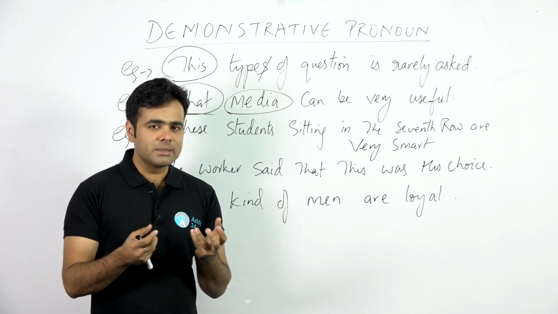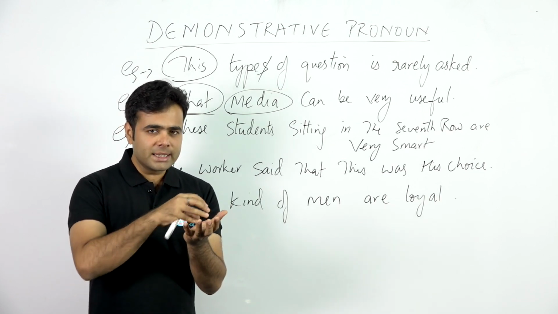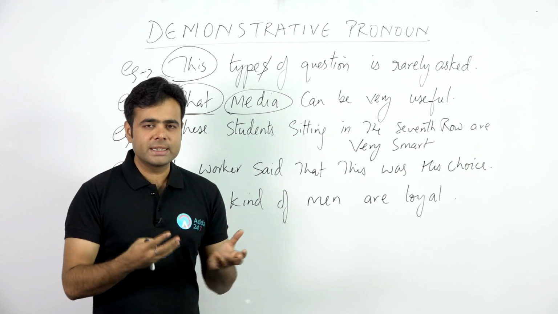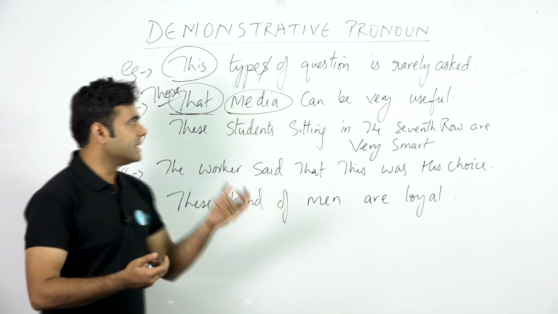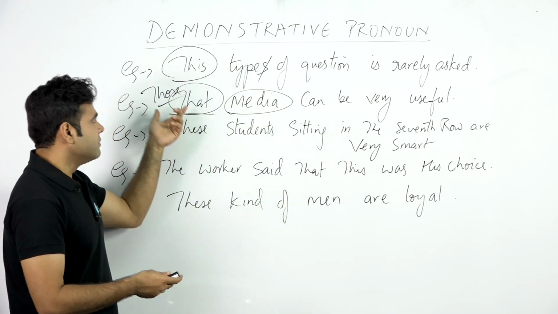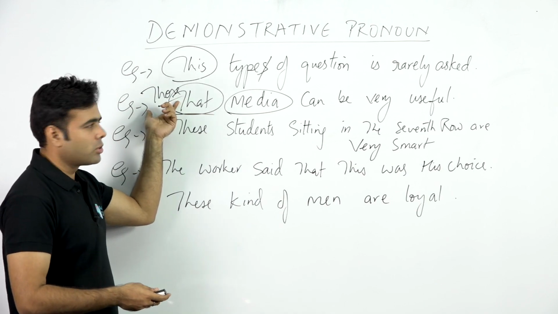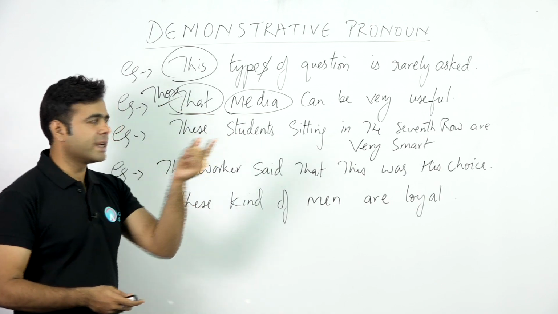So I hope it's very simple that media is a source through which something passes. So medium is singular and media is plural. So what we require is the plural demonstrative pronoun. So the correct sentence will be: those media can be very useful.